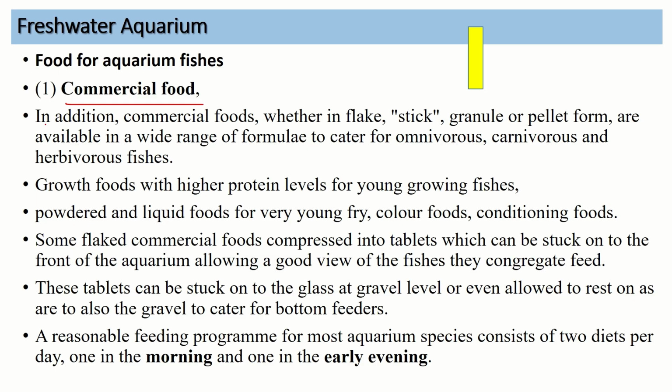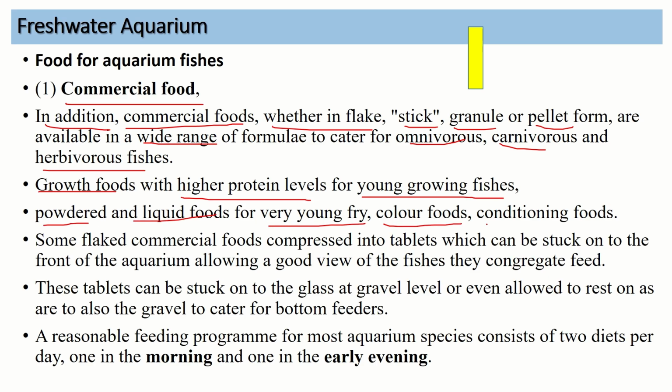In addition, commercial foods, whether in flake, stick, granule, or pellet form, are available in a wide range of formulae to cater for omnivorous, carnivorous, and herbivorous fish. There are also growth foods with higher protein level for young growing fishes, powdered and liquid food for very young fry, color foods, conditioning foods, and so on. This clearly shows that it is a simple matter for any aquarist to purchase food suited to his or her own particular fish.